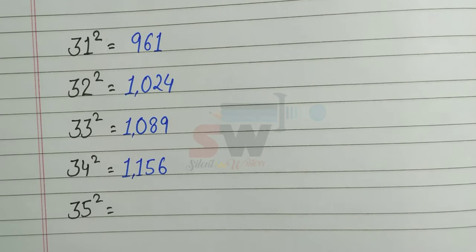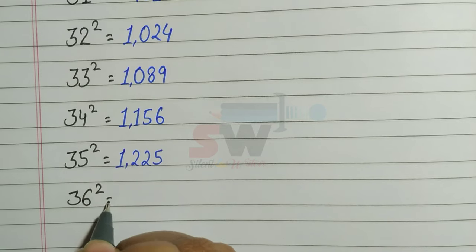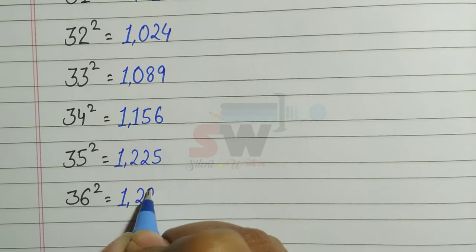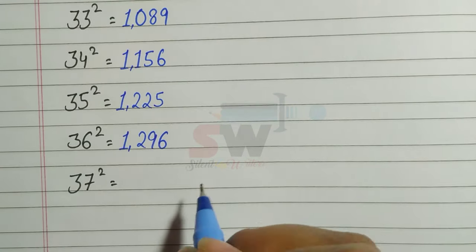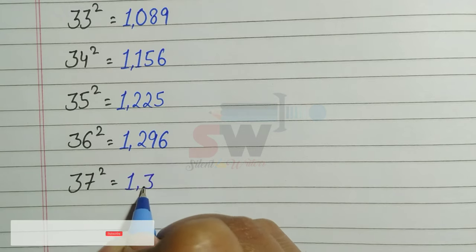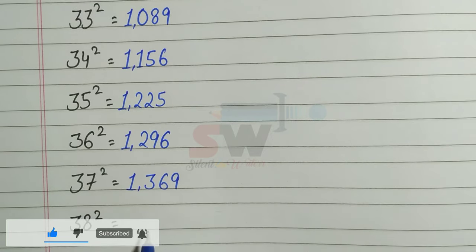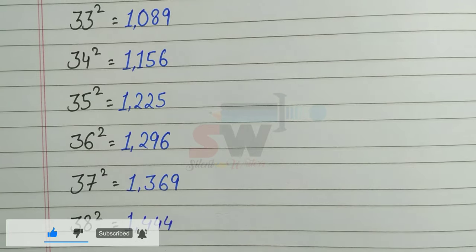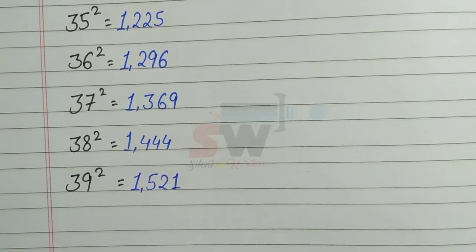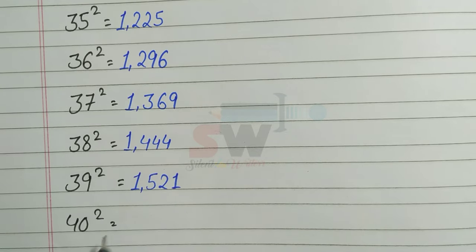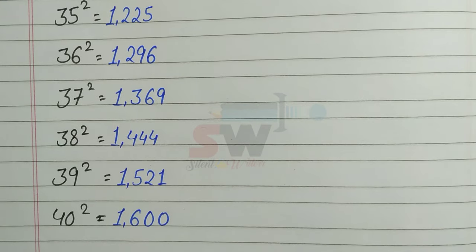Square of 35, 1225. Square of 36, 1296. Square of 37, 1369. Square of 38, 1444. Square of 39, 1521. Square of 40, 1600.